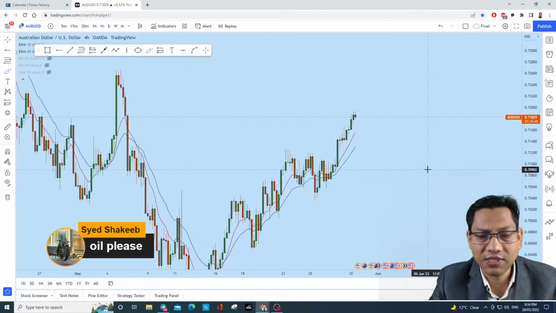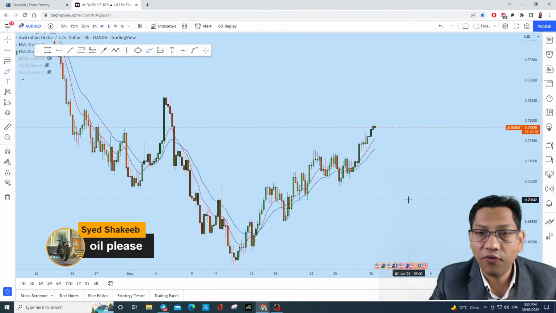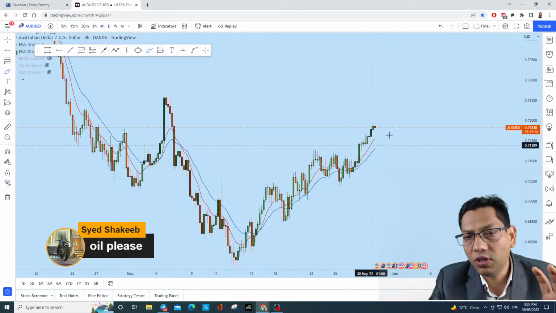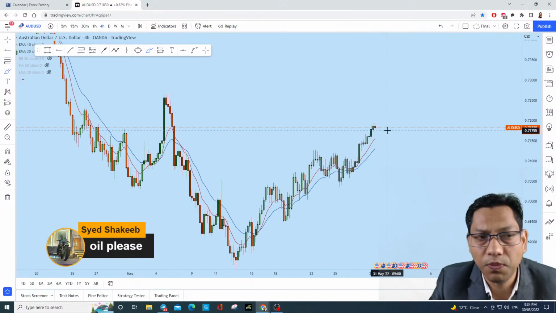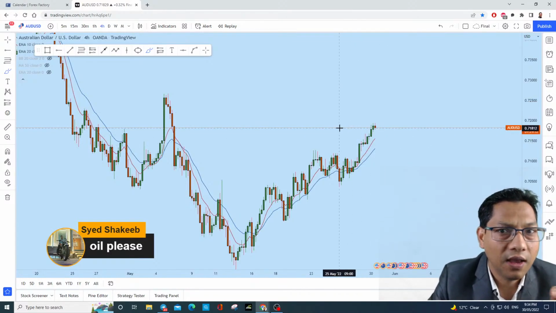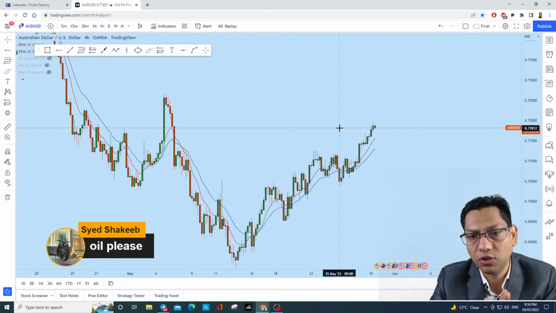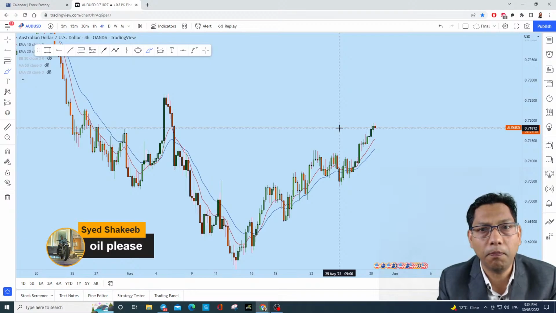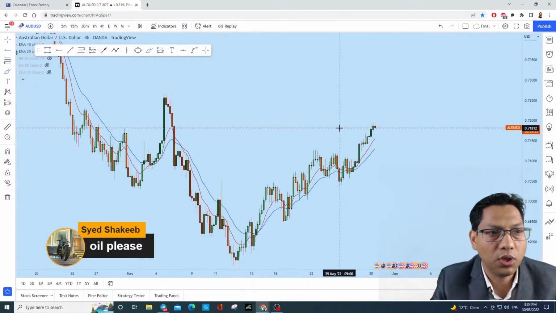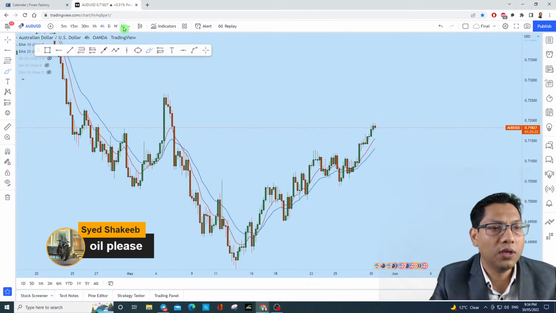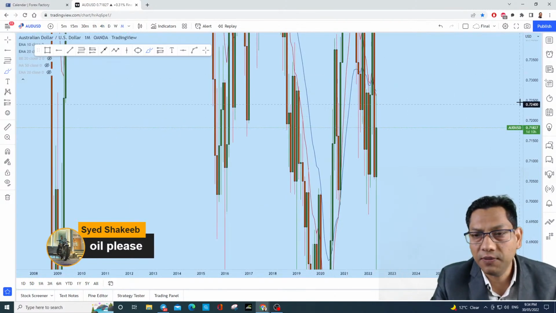With that being said, you see Aussie dollar, this is the 4-hour time frame. Now on the 4-hour we see a bullish market. Now let's begin with a higher time frame, and then I will come back to this zone to give you a possible buying opportunity where we can buy it. So going to the monthly time frame to see a bigger picture.